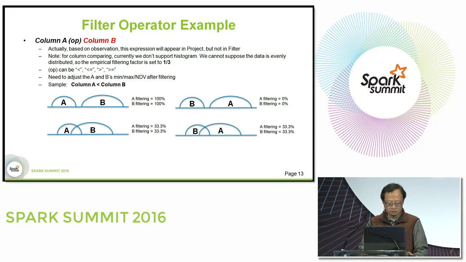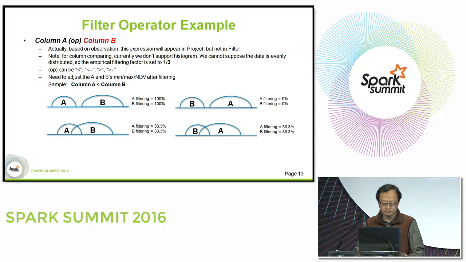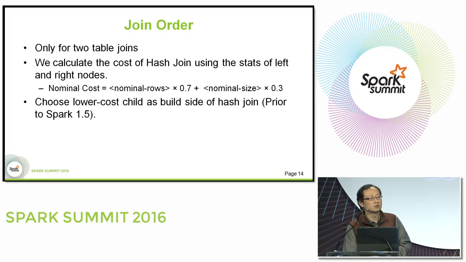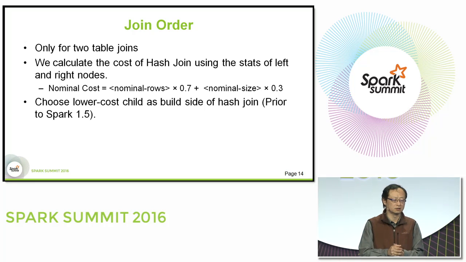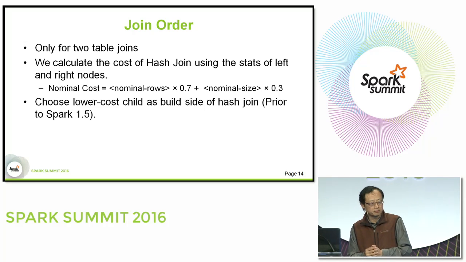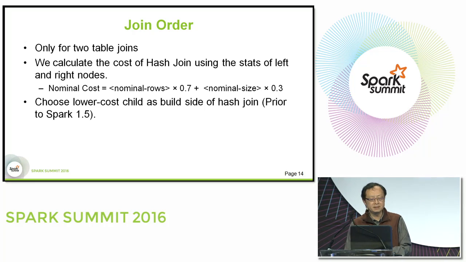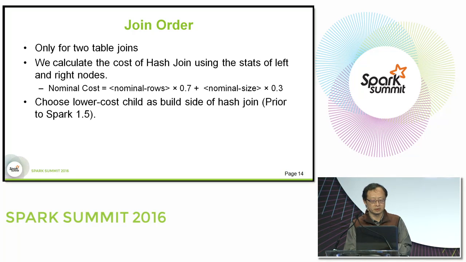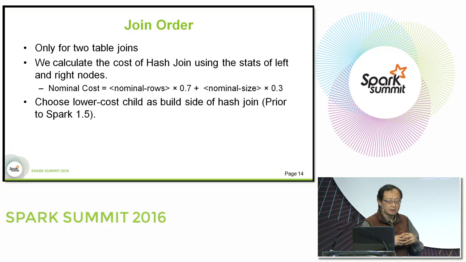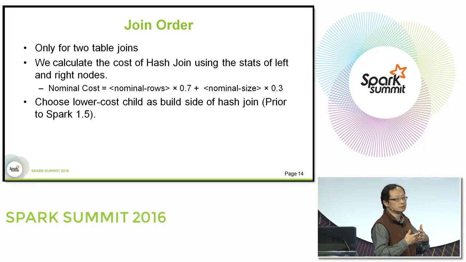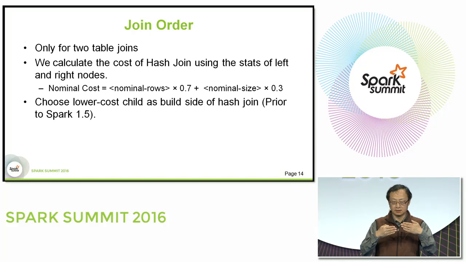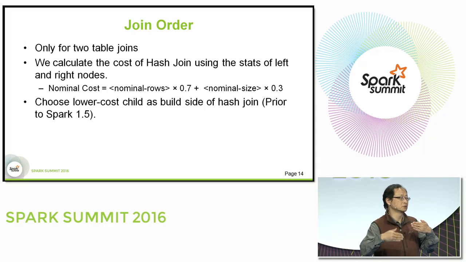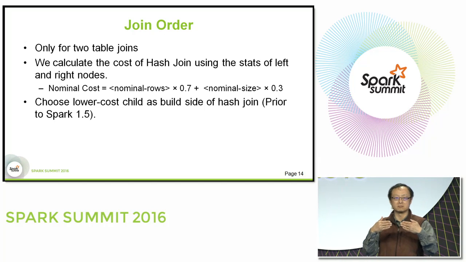Okay, I mean, you perform some calculation. The next thing I will briefly talk about will be the join order, how we handle the join operator. We basically consider two-table join. For the hash join operation, usually we want to use a smaller relation as the build side, and a larger relation as the probe side.